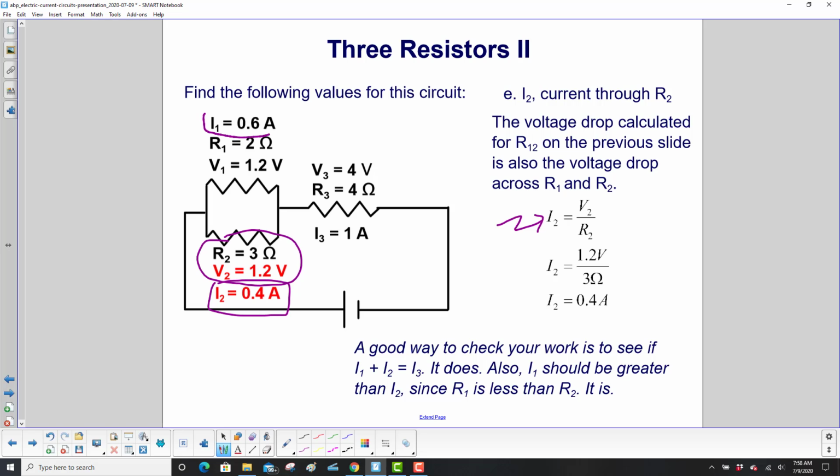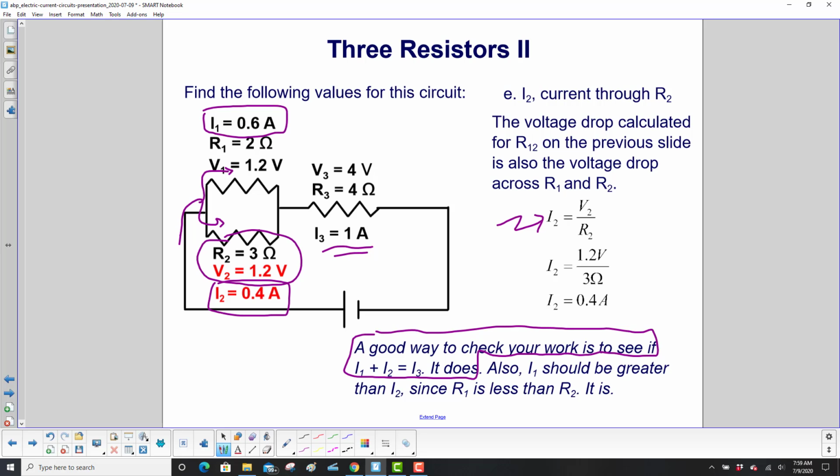Well, once we found that the current through the top was 0.6 amps, we know that the 1 amp coming out of the battery and going through the resistor splits, right? So evidently 0.6 went through the top, so how much goes through the bottom? 0.4. It has to add up to 1. The two currents, one through each of the parallel resistors, has to add up to the total current going through the circuit. Also, I1 should be greater than I2 since R1 is less than R2.